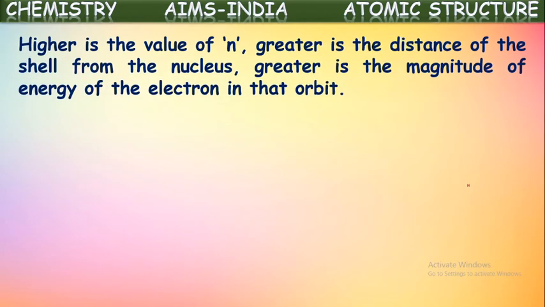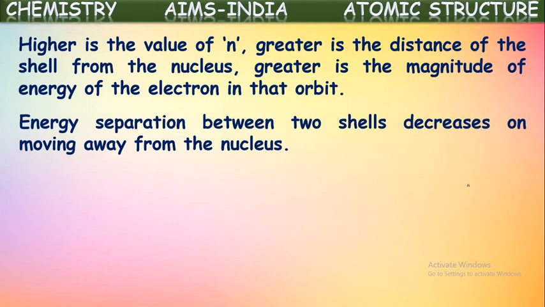Higher is the value of n, greater is the distance of the shell from the nucleus. As the number of the shell increases, its distance from the nucleus also increases, and so does the magnitude of the energy of the electron. If the electron is very near to the nucleus, its energy will be less. As the n number, the orbit number, increases, the distance from the nucleus increases, and at the same time the energy of the electron in that orbit also increases.